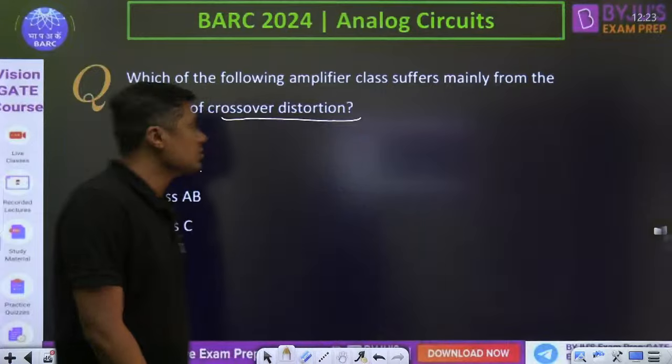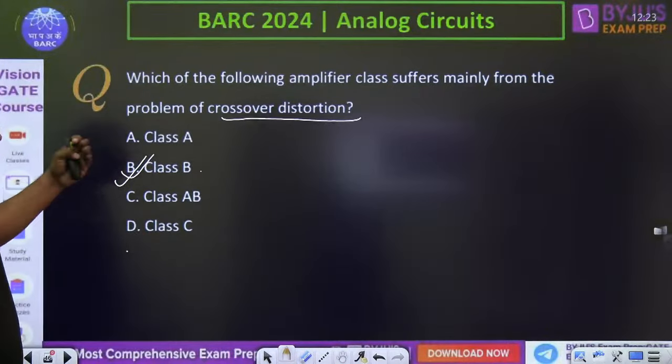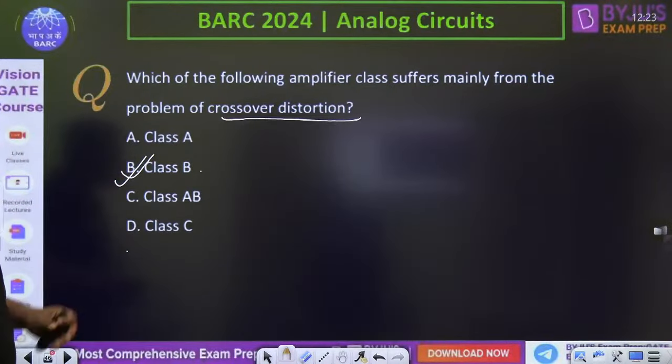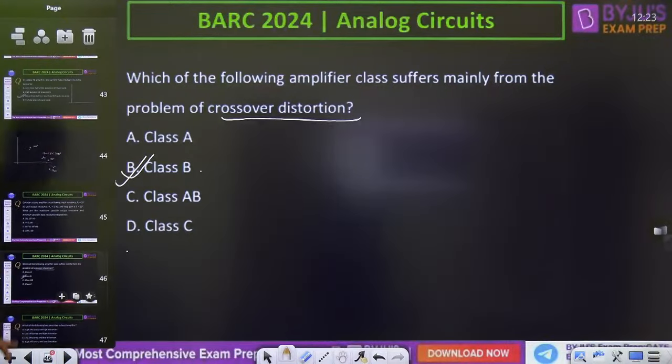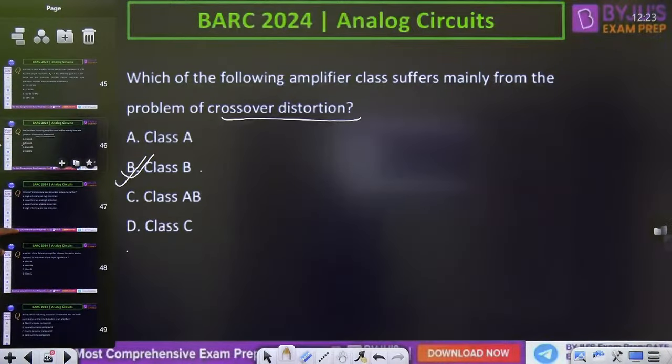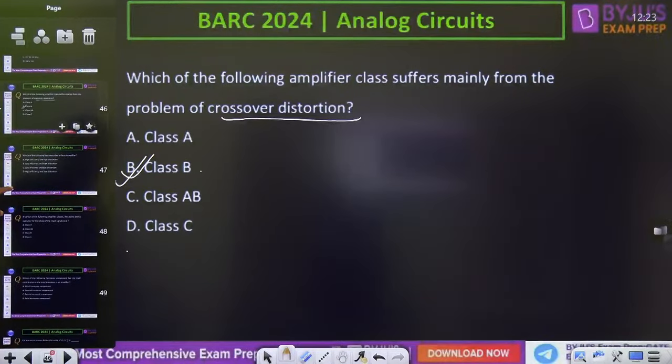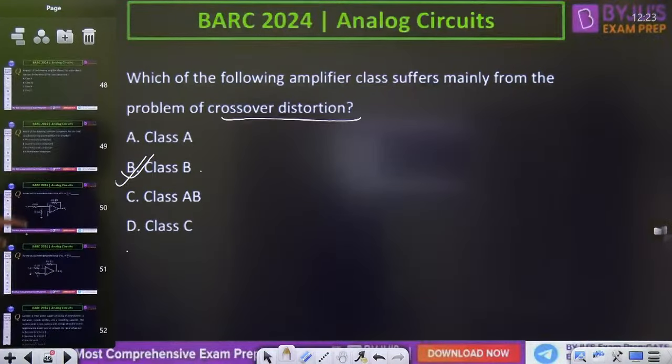The answer for this question, which class suffers from the crossover distortion, is the class B. That is the answer for this question, guys. Okay. तो ये है आपके, इस तरीके से आपसे क्वेश्चंस आएंगे, आपको ध्यान रखना है.